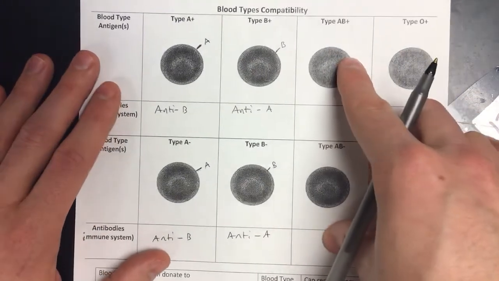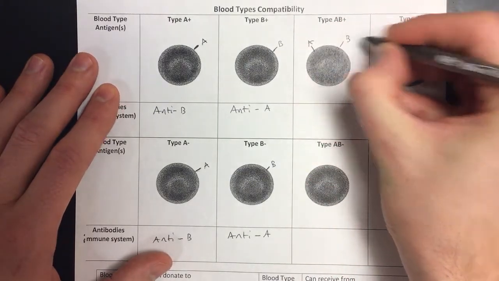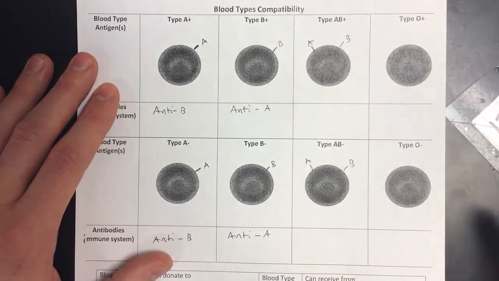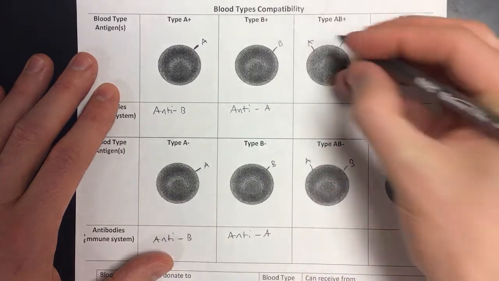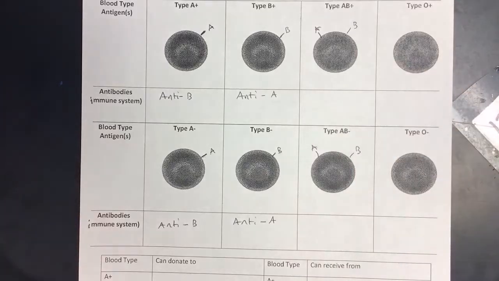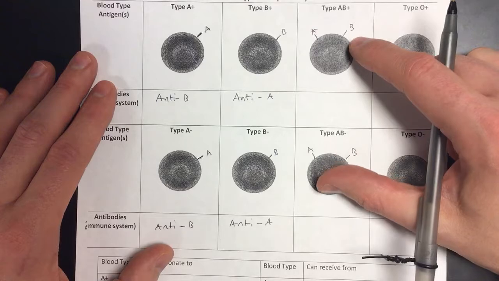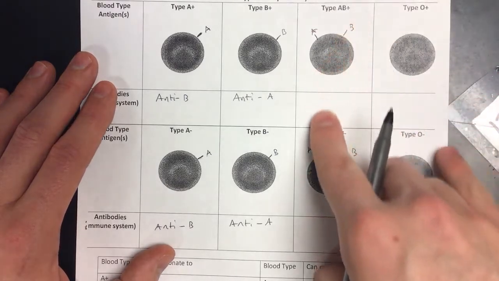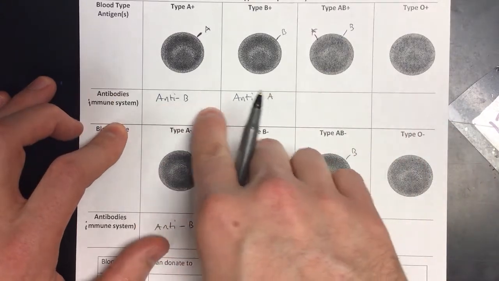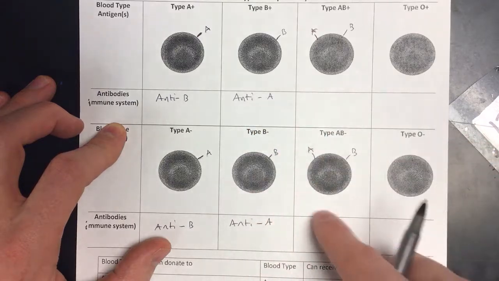Okay, so what does it mean to be type AB? Well, type AB means you have both. You have both A and B antigens on your red blood cells. So your red blood cells have a little more decoration on them. Is that a good thing? Well, most of the time it doesn't matter. Now, if you think about this, if you have A and B on your red blood cells, your immune system can't have these anti-A or anti-B antibodies. So we're going to leave these blank for now.